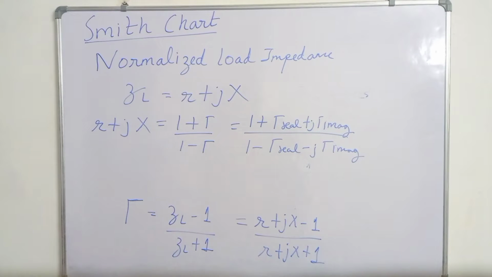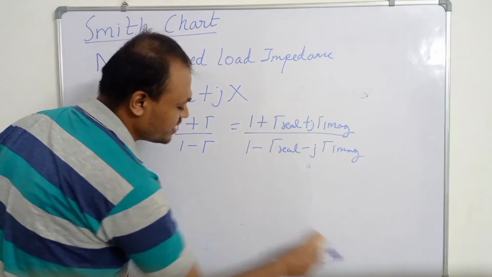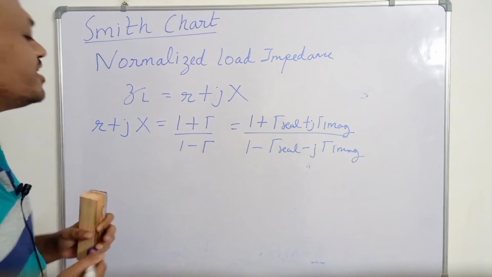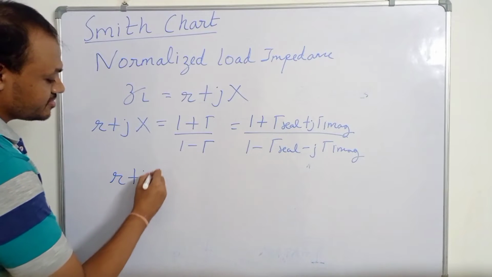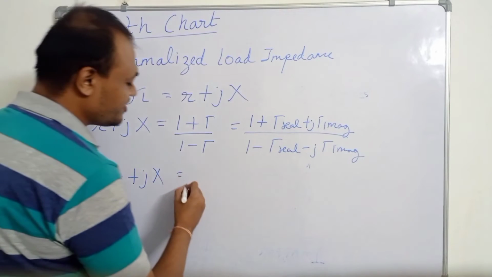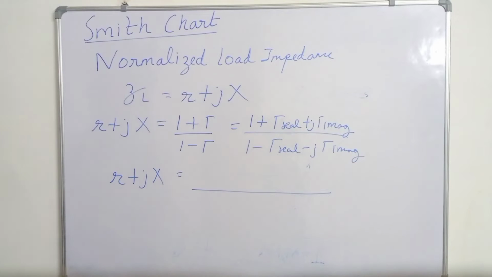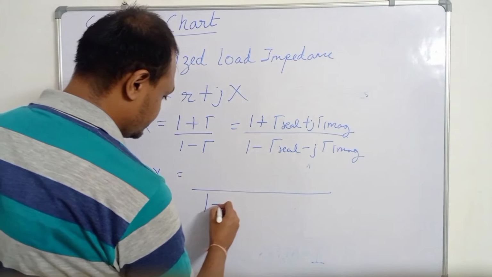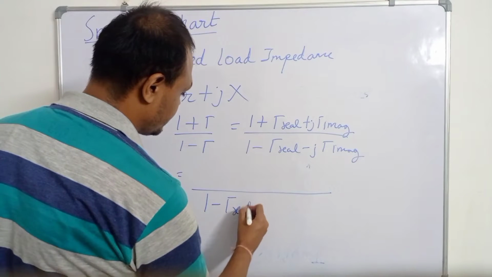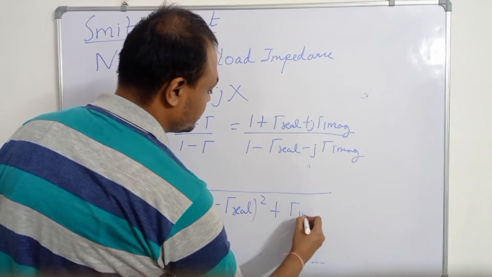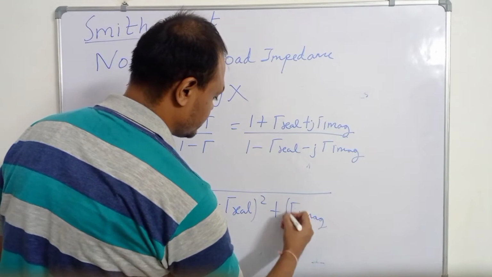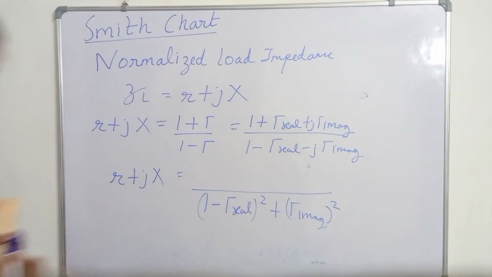So what we have to do is rationalize this part. If we rationalize this equation, then we get r plus jx equal to 1 minus gamma real squared plus gamma imaginary squared.